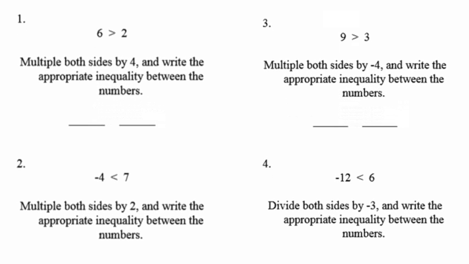The first one says we want to multiply both sides by 4, and then write the appropriate inequality between the numbers. The second one, we're going to multiply both sides by 2 and write the appropriate inequality. Our third one, multiply both sides by -4 and write the appropriate inequality. And our fourth one, divide both sides by -3 and write the appropriate inequality. So take a minute and just do the operations with the multiplication and division, and we'll check those values.